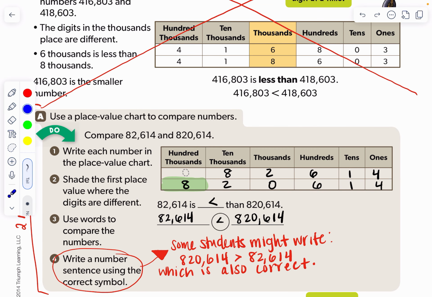And again, comparing from left to right, we see that in one of the numbers we have 0 hundreds, but then in the other number we have 800 thousands. So we know that 800 thousands is greater than 0 thousands, or we know that 0 thousands is less than 800 thousands. So that would lead students to this statement right here.